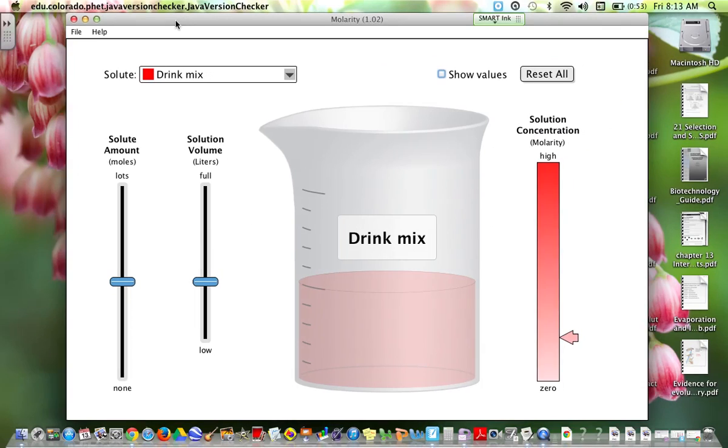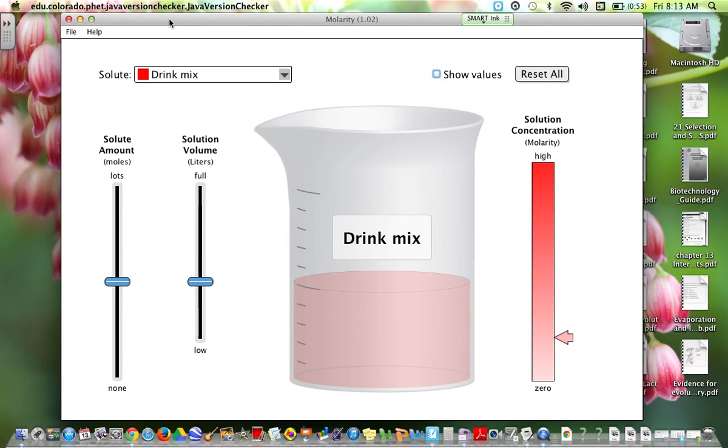All right, so you've got to love the PhET simulation. Here's the drink mix. I want you to look over here where it says molarity. If I were to add more solute, what is going to happen to my concentration? It's going to go up, and so is my molarity, right? Another way I could do that is to decrease or increase the volume. If I increase the volume, look what's going to happen. What happened to my molarity? It went down, and you know this.